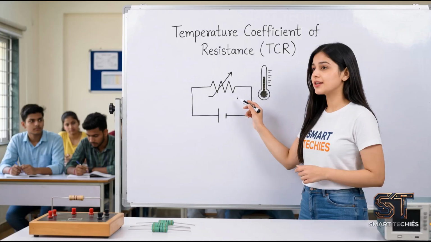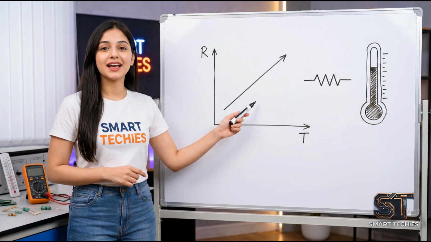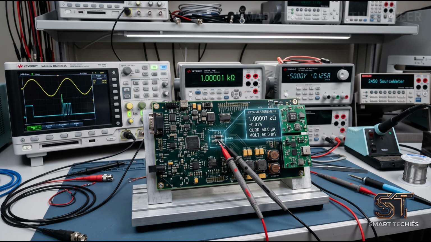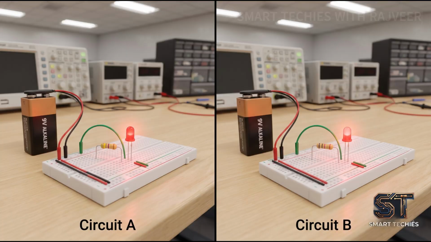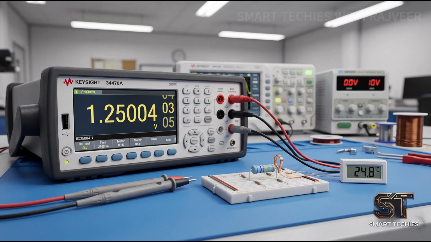There's another important specification called the temperature coefficient of resistance, or TCR. A resistor's resistance can change slightly when its temperature changes. TCR tells us how much the resistance changes with temperature. This becomes very important in precision electronic circuits. For simple circuits, a small change may not matter much. But in measurement equipment and precision electronics, even a small change can affect the accuracy of the circuit.